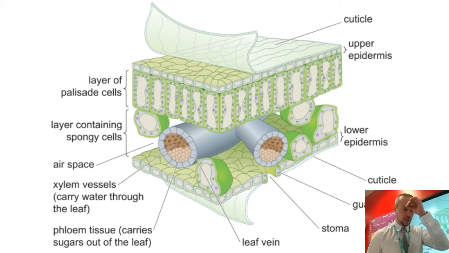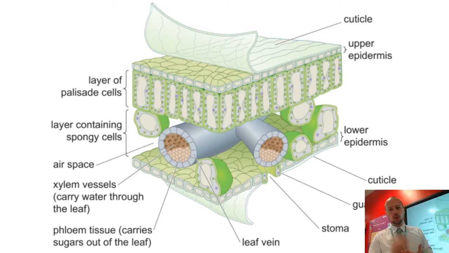So the first thing we need to understand, we're going to learn about plant adaptations, so how certain plants have adapted to live in certain conditions. But before we understand that, we really need to understand the structure of the leaf. So you need to understand why it has different layers.